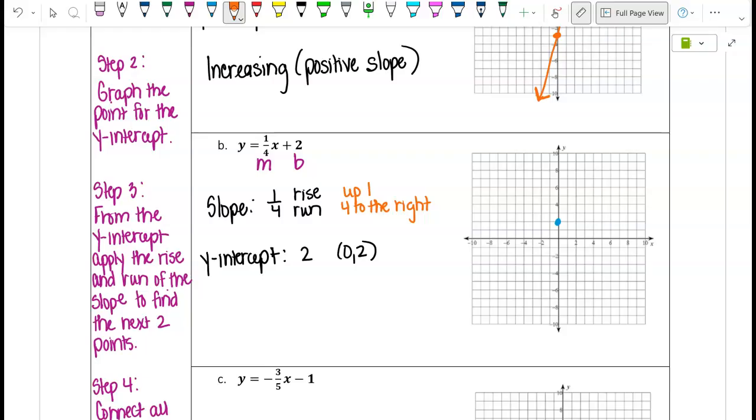And we will see what happens when we have a negative number coming up here in a minute. That will obviously change what we do a little. So from that y-intercept that I just graphed, I'm going to count up 1 and then 4 to the right to make my next point. And from that point, up 1 again and then 4 to the right again.